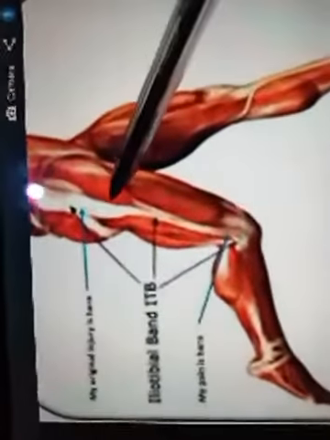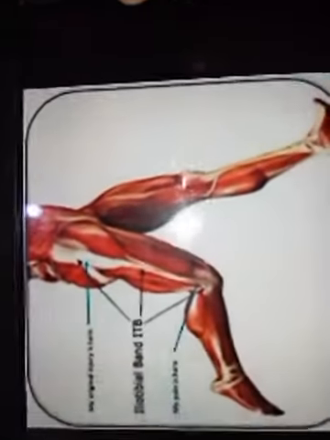So I'm sure we can now appreciate it more. Yes, so that's the iliotibial band. Let's look at some more pictures before we continue.